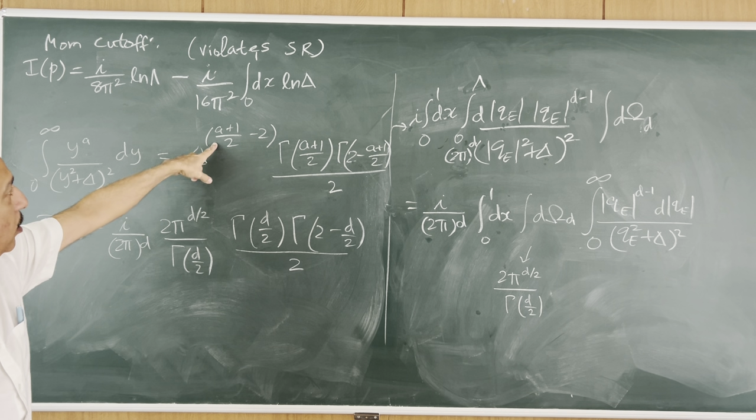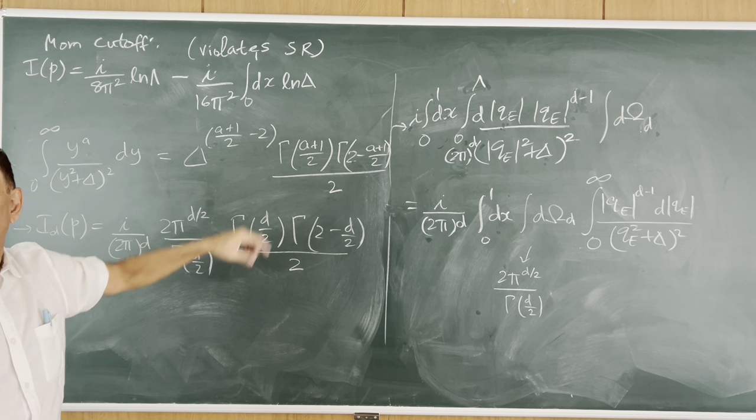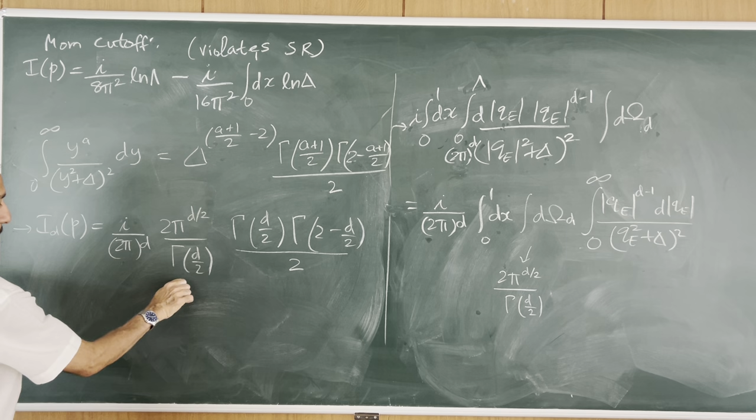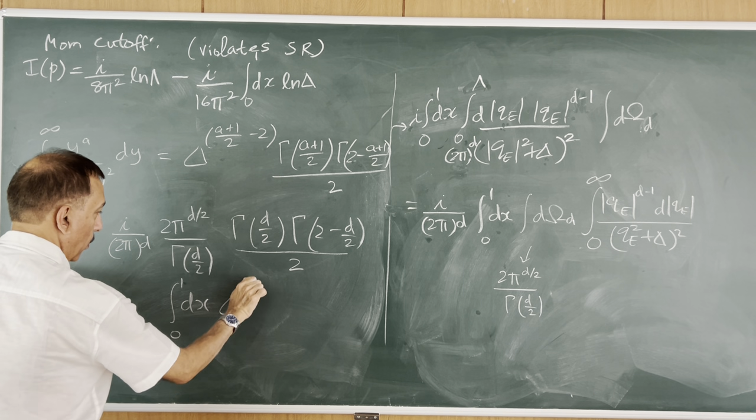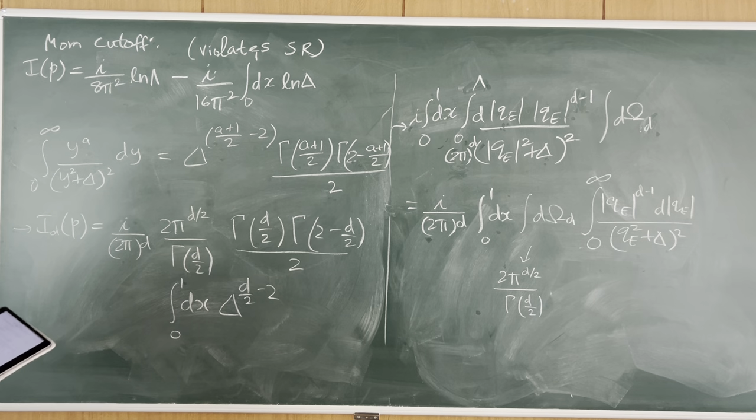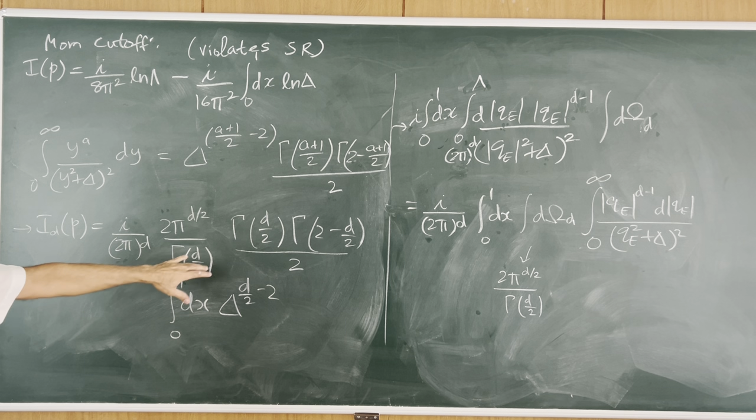And what is this power? This is also d by 2 minus 2. But that's inside the x integral. Delta to the power d by 2 minus 2. So that's the answer for generic D. Let's stare at it for a second and see what goes wrong if we try to hastily put D to be 4. Nothing wrong with this or this or this or this.